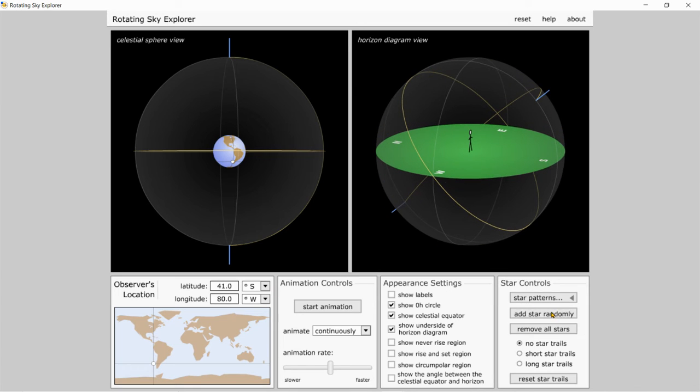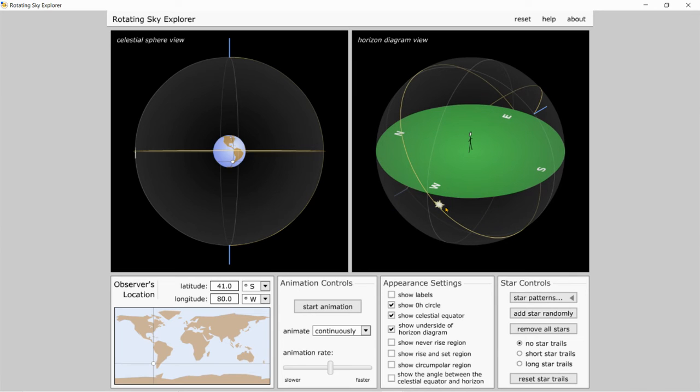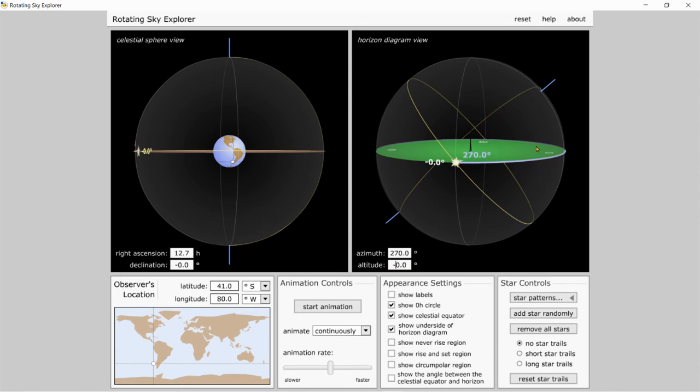Now what we're going to do is add a star randomly, and here's our star. That way we can take this star and put it wherever it wants us to put it. And we know that the azimuth in the west should be 270. Boom. Our altitude is 0.